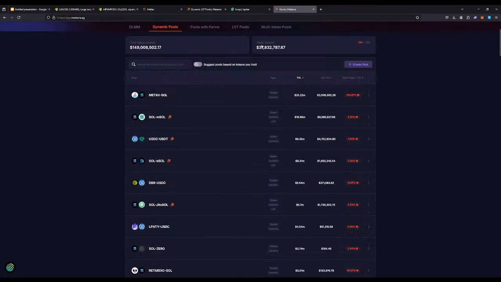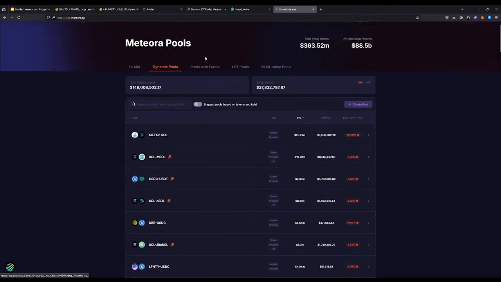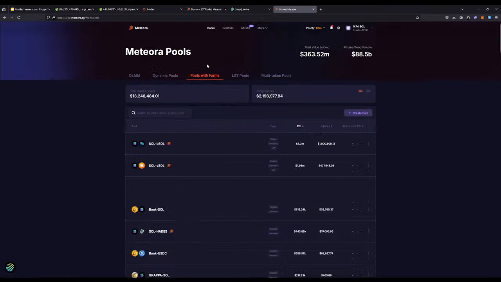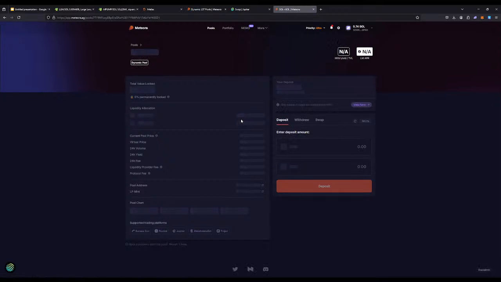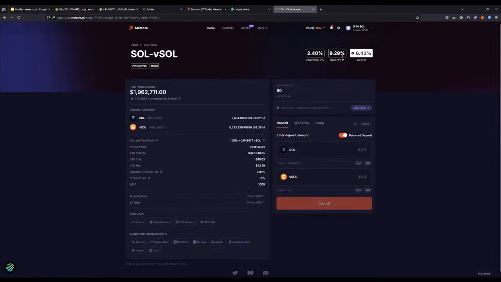And then again, there are always some pools that have extra farms. Basically, if you're providing liquidity into, for example, a SOL-vSOL token pair, then you also have a farm. So you'll get about 2% yearly yield for providing liquidity, and additionally you're getting extra rewards. Basically, these rewards are coming from farming.